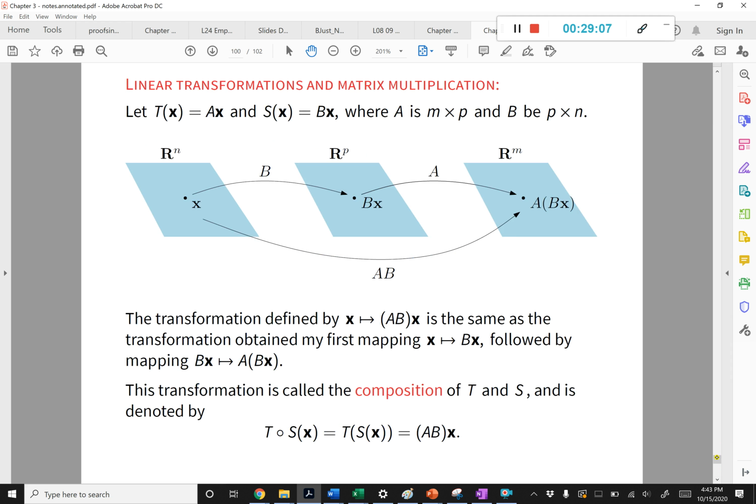A linear transformation of a linear transformation ends up being just a matrix multiplication into another matrix. But order does matter, so this is the first transformation we do, and this would be the second transformation we do. So you don't necessarily get the same thing with AB and then BA. This is similar to functions, where you can have composition of functions. We're going to do this transformation S and then the transformation T, sometimes written as T of S of X.